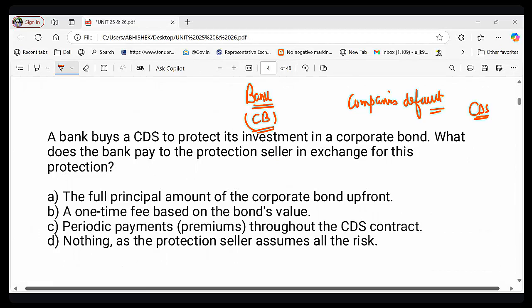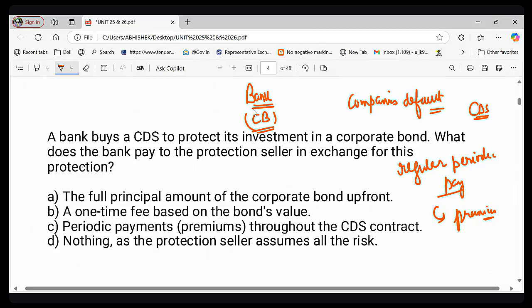So you know what will happen in return for this protection which you are getting. You don't pay the full bond amount or a one-time fee. Instead, you make a regular payment. Yes, correct. You make a regular and periodic payment, and this regular periodic payment is what we call premium, right? We pay premium to the protection seller. So the bank will pay premium to the protection seller, PS, similar to paying for insurance. For example, car insurance or health insurance work the same way.